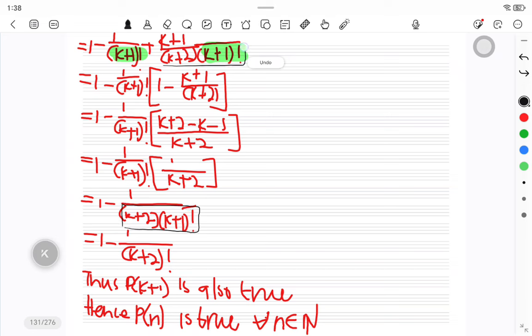We could easily have said this is equal to the right hand side. You see, right? Thus P of K plus 1 is also true. Hence P of n is true for all n element of a natural number. Any question here?